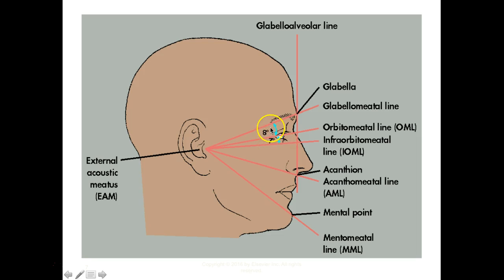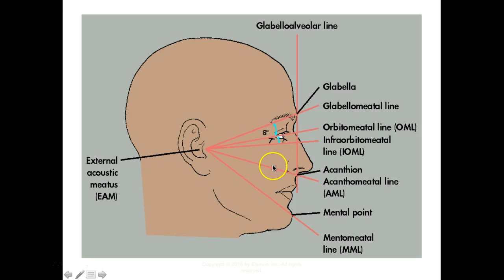It's okay if you consider this 7 degrees. It's 8 degrees, but for ease's sake, we consider this about 7 to 8 degrees. So here, we're going down to your AML, which is your acanthomeatal line, and this is your acanthion right here. So glabella, nasion is right here. Then you have your acanthion and your mental point. So then you have your EAM to your acanthion, which is your AML, your acanthomeatal line, and then you have your MML, which is your mentomeatal line. So as you can see, this is about 7 degrees, 7 degrees.